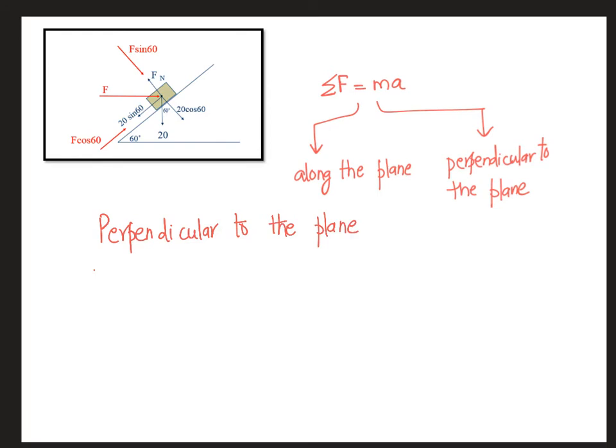So we are going to write first the Newton's law, sigma F equal to ma. Again, the object is in equilibrium, so it's not moving up and down. Therefore, the acceleration will be 0. Let's check what are the forces. F sine 60 downwards, Fn normal force upwards, 20 cos 60 downwards. So we have to write them with their signs.